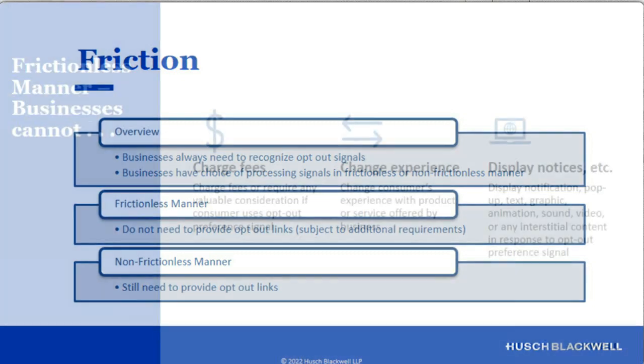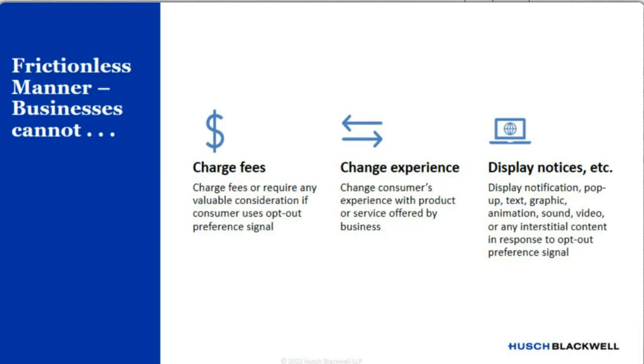So what is friction? They define friction here. And you're not going to find friction in the CPRA. This just doesn't exist. This is a new concept they've come up with. But frictionless means the business cannot charge fees, it can't change the experience, and it can't display notices in response to one of these opt-out signals.